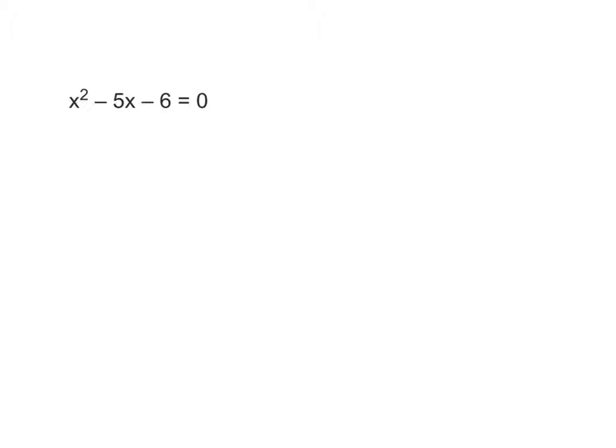Another use of the zero product rule can be demonstrated with the equation x squared minus 5x minus 6 equals 0. Noticing that I can find two numbers that multiply to -6 and add up to -5, I can rewrite the left side of the equation in its factored form: (x - 6)(x + 1) = 0.